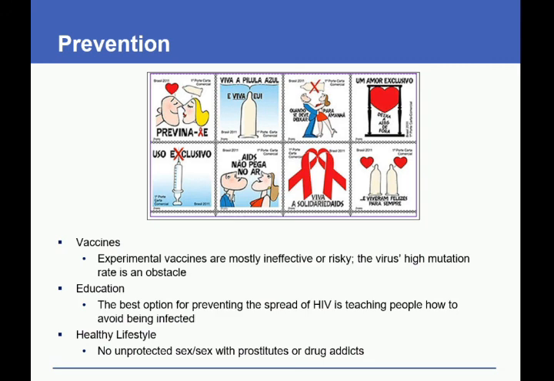Prevention: vaccines. Experimental vaccines are mostly ineffective or risky. The virus's high mutation rate is an obstacle. Education: the best option for preventing the spread of HIV is to teach people how to avoid being infected. Healthy lifestyle means that you have no unprotected sex, or sex with prostitutes or drug addicts.